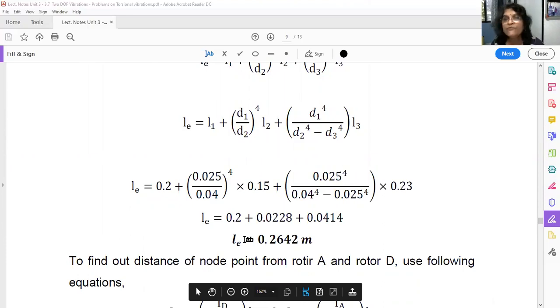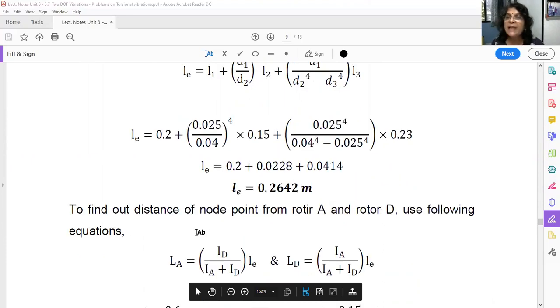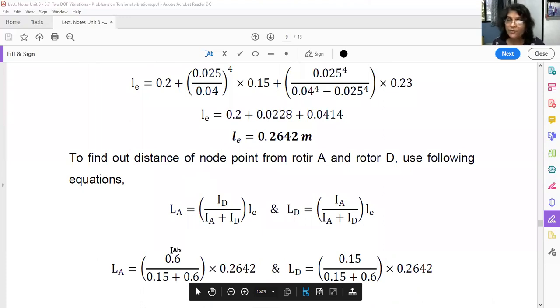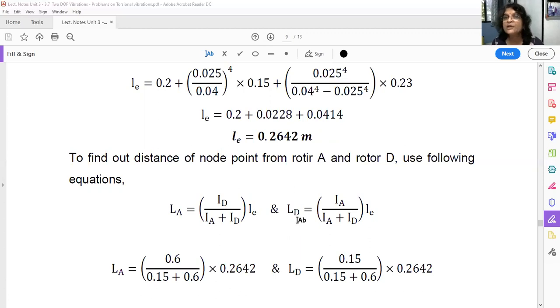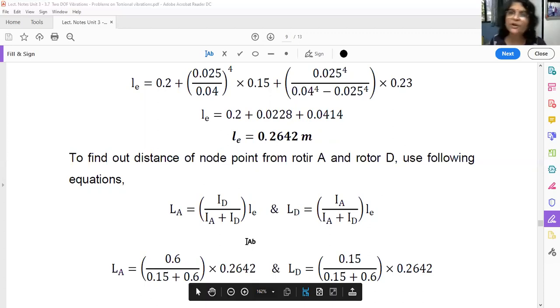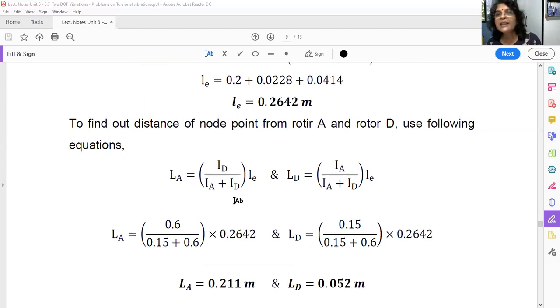Now to find out the distances, here I have used the formula directly, purposely. In the first problem, I solved the two simultaneous equations to get the values of LA and LD. Here, by solving those two simultaneous equations, we have directly derived the formula for LA and LD. So you can use either the direct formula or the simultaneous equations. LA is equal to ID upon IA plus ID into LE, and LD is equal to IA upon IA plus ID into LE.